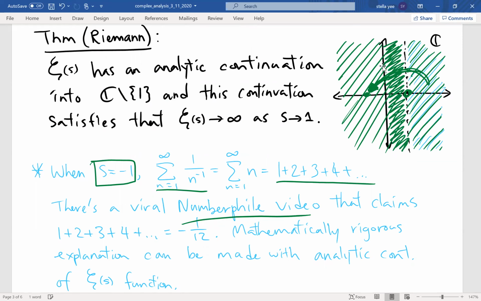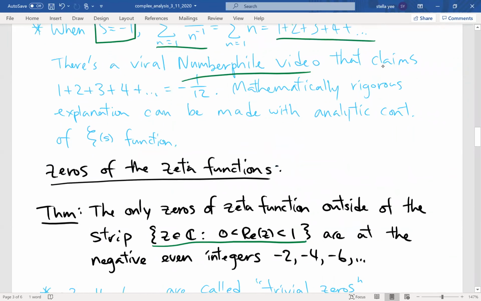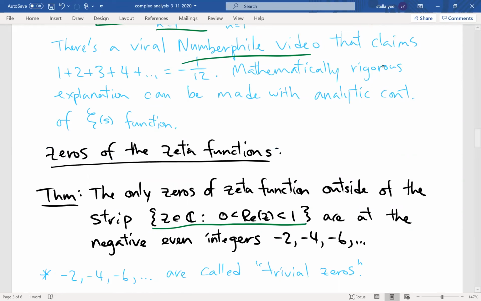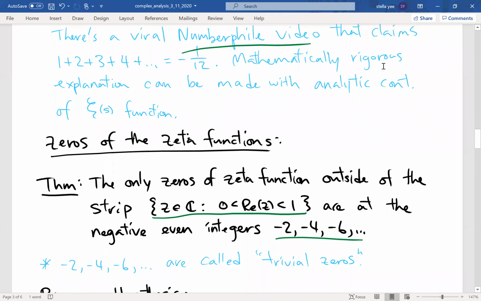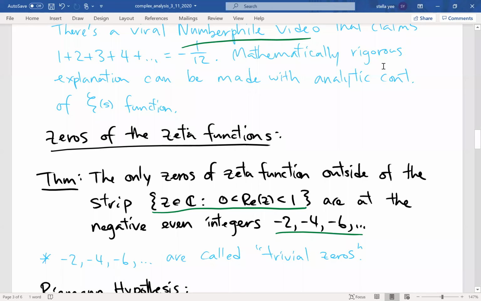Okay. If you're looking at the zeros outside of that critical strip, it turns out that there are zeros on negative even integers. So that's just a fact about zeta functions. And I don't know how trivial it is, but they are called the trivial zeros of the zeta function.